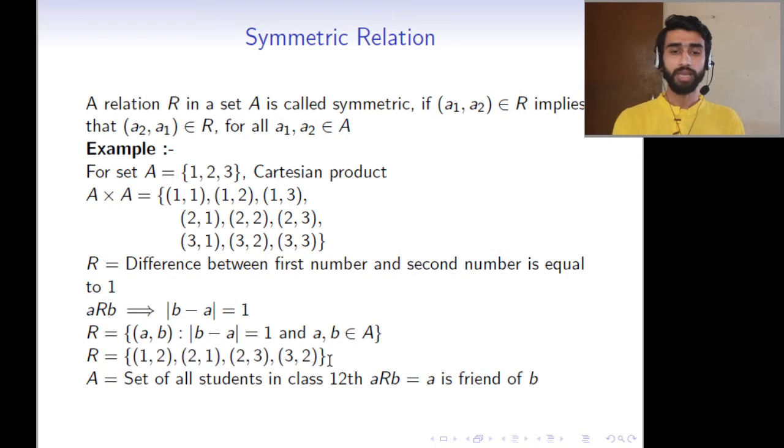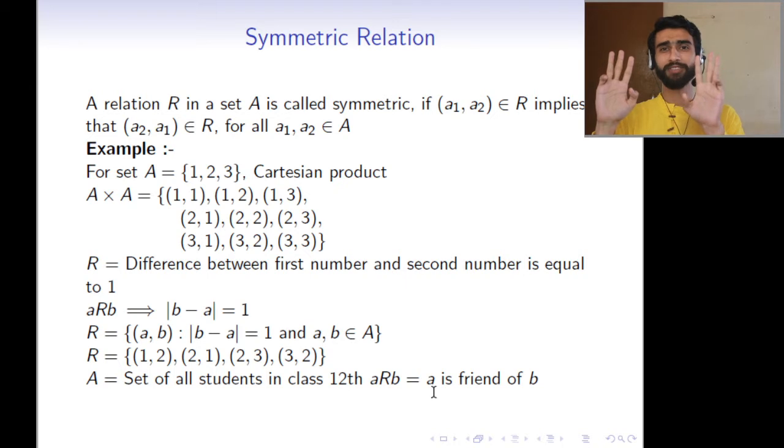Okay. I am giving you another example from real life. I have a set A, and the set is the set of all students in your class 12. And I am defining a relation A R B such that A is friend of B. Now just think of it. If A is friend of B, it also means B is friend of A.